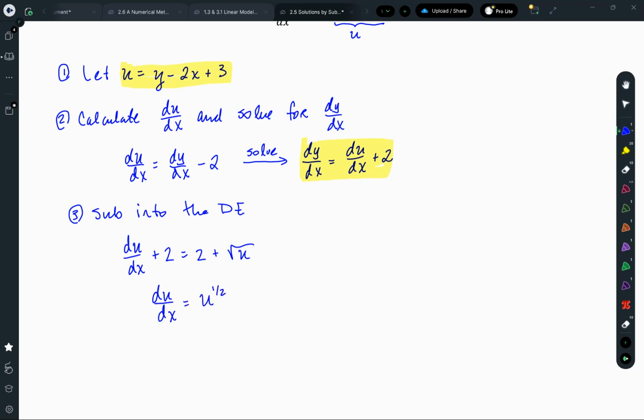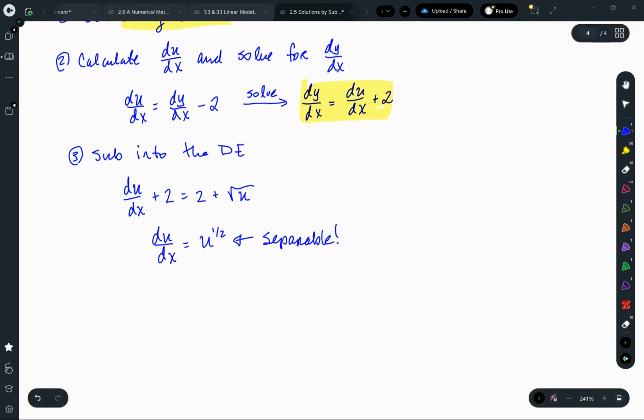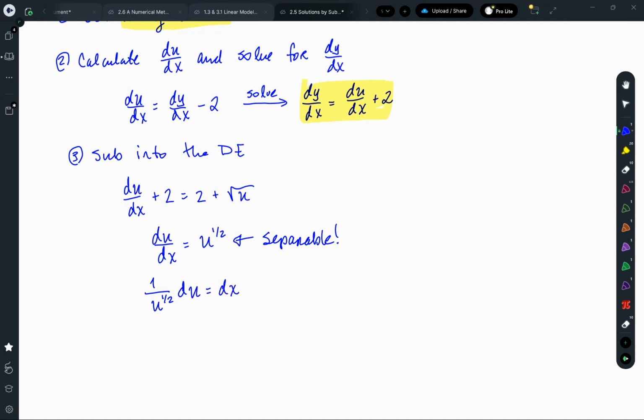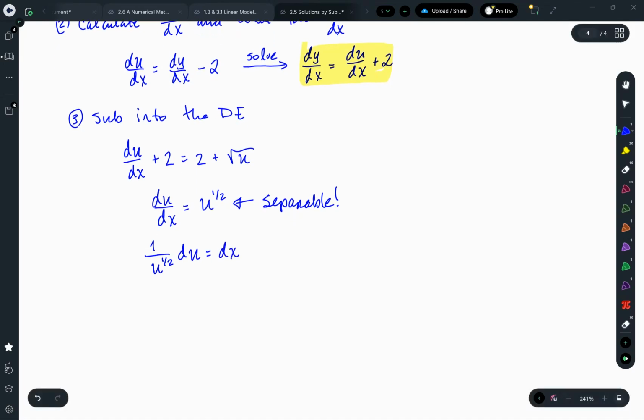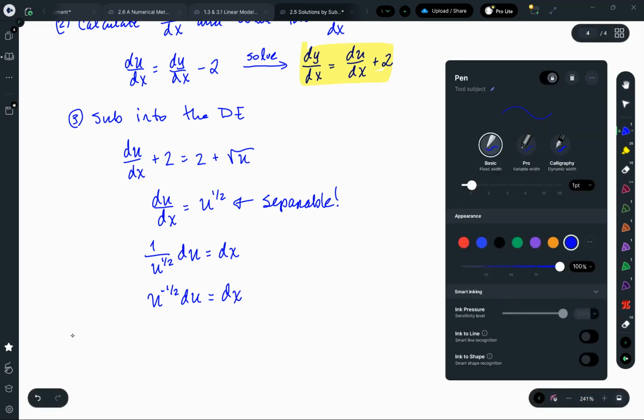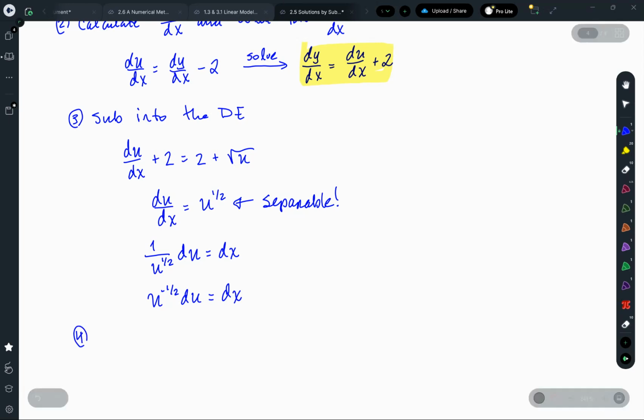I'm getting things ready. And this is separable, and that's what we want. That's great. So I need to move the u to the 1/2 to the other side and move the dx over as well. So this becomes 1 over u to the 1/2 du is equal to dx. I can rewrite that as u to the negative 1/2 du is equal to dx. Okay, now I've substituted everything in and I have simplified it.